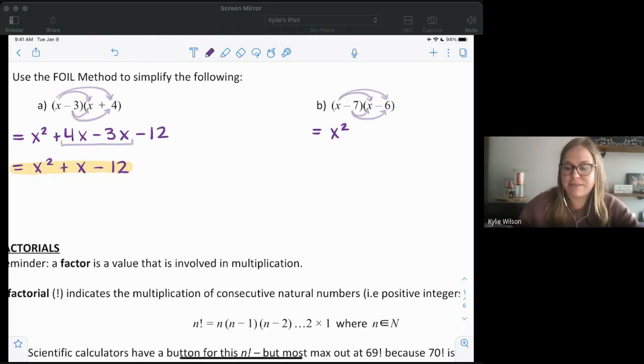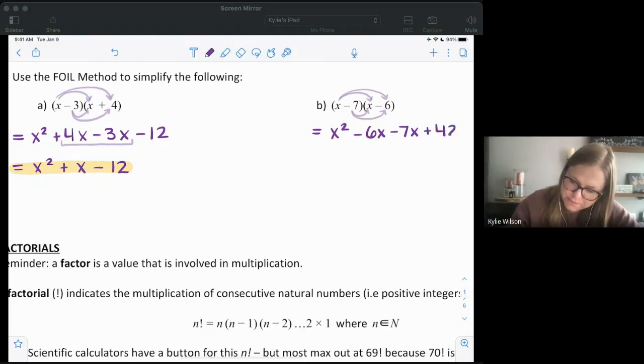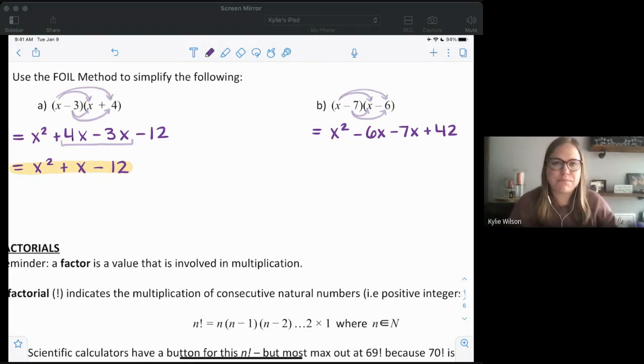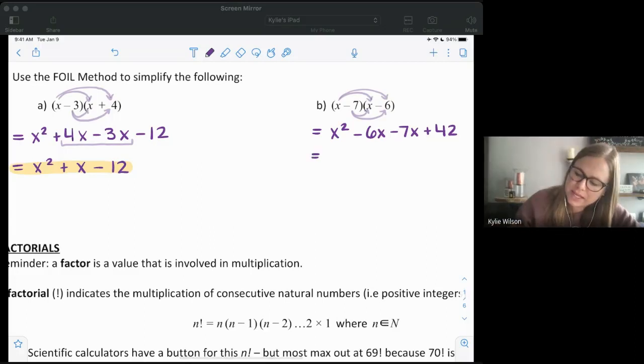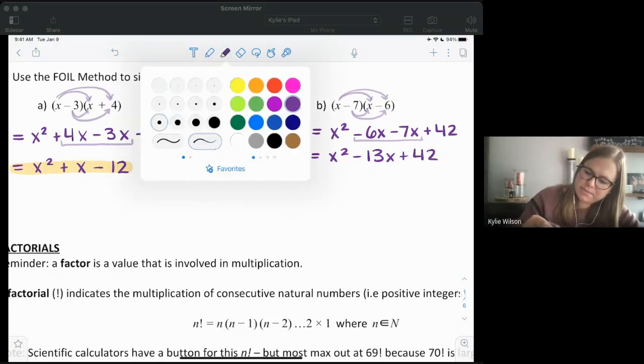X multiplied by negative 6 is negative 6x. Negative 7 multiplied by x is negative 7x. And negative 7 multiplied by negative 6 is positive 42. Be careful with your negatives here. Those negative rules still matter, so just be really mindful of those negatives. And then we want to collect these like terms in the middle. x squared minus 13x plus 42 as our final answer.